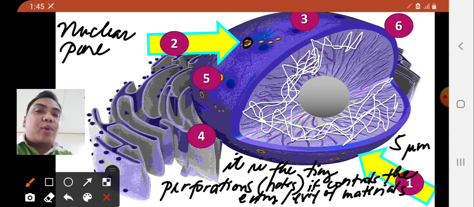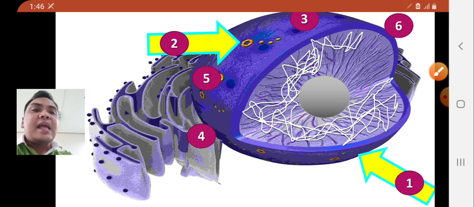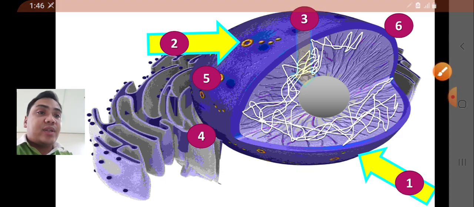At this point, we discussed the first 2 parts of the nucleus. We have the nuclear membrane, which is the outer covering of the nucleus, in which consists of the second part known as the nuclear pore, which refers to the tiny perforations or holes that regulate the entry and exit of materials inside and outside the nucleus. Let's proceed to number 3.